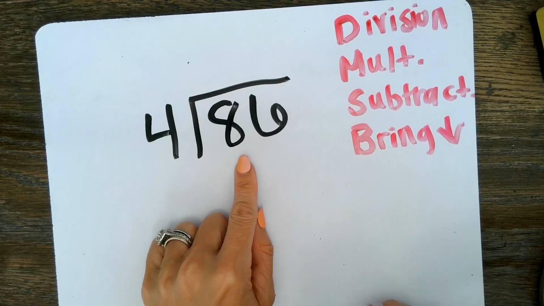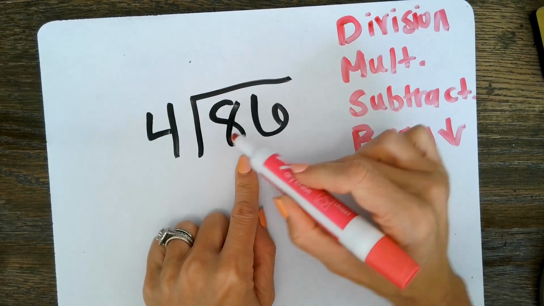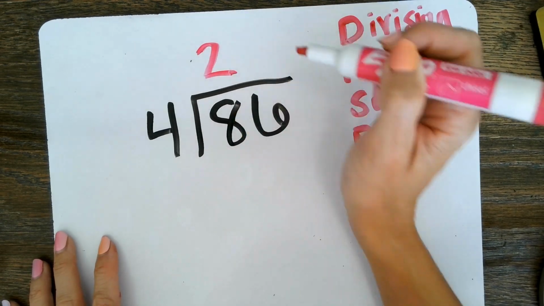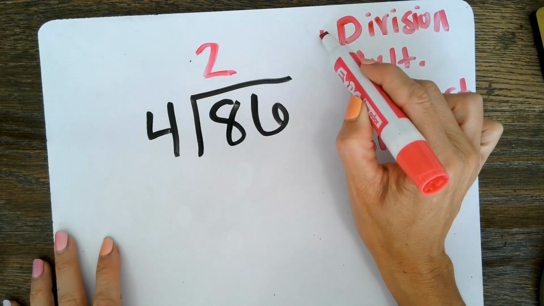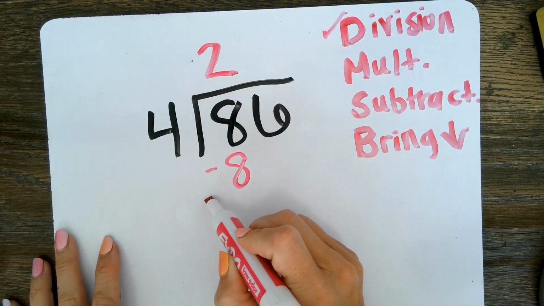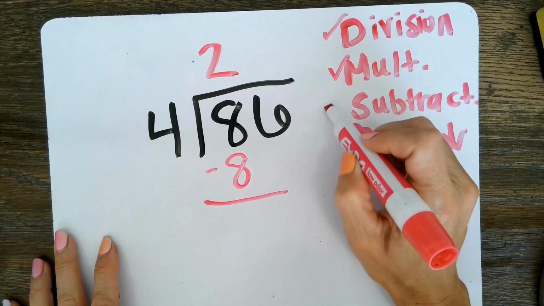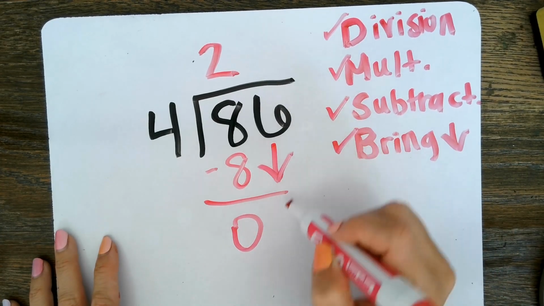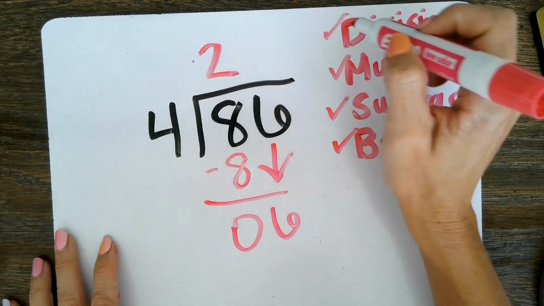All right, so we start here with our dividend. We'll start with the 8, and we need to divide. 8 divided by 4 is 2. Then we multiply. 2 times 4 is 8. Subtract. We get 0. We need to bring down the 6, and then we start over.